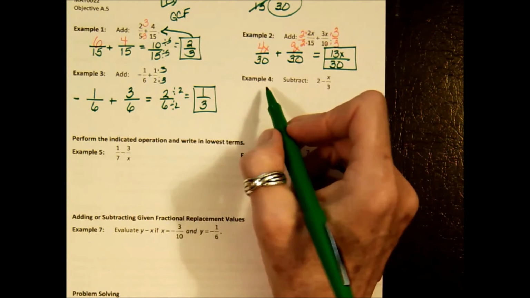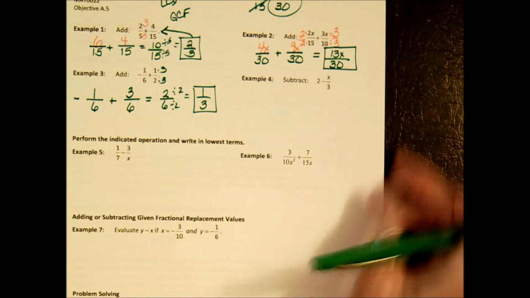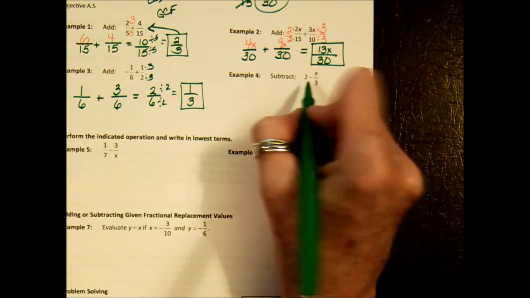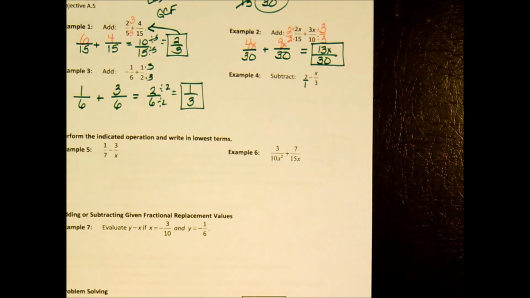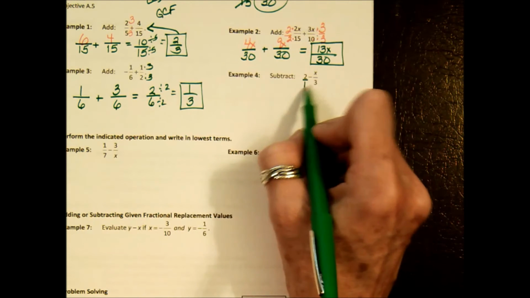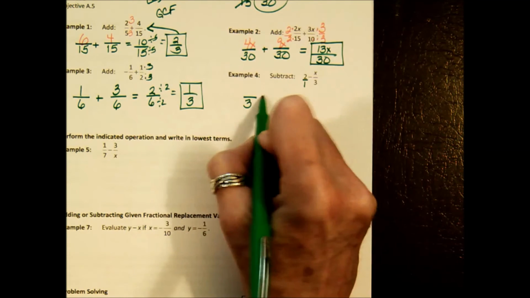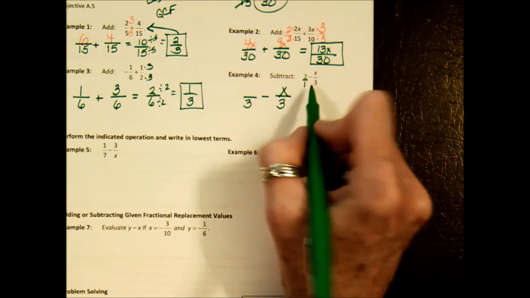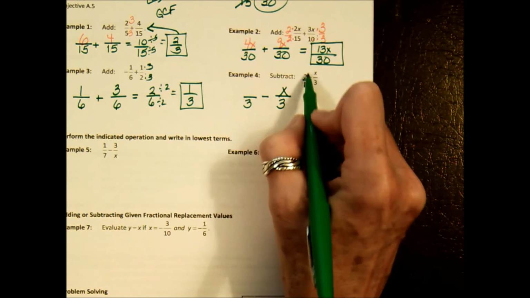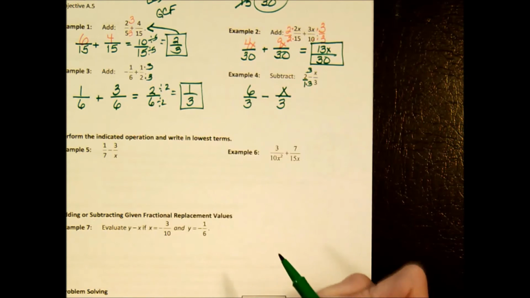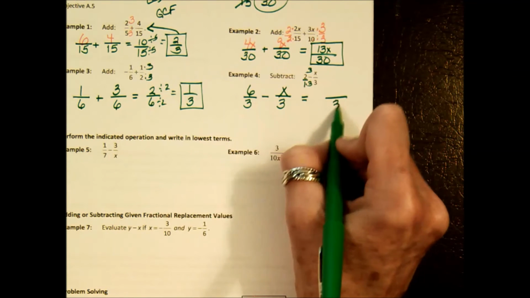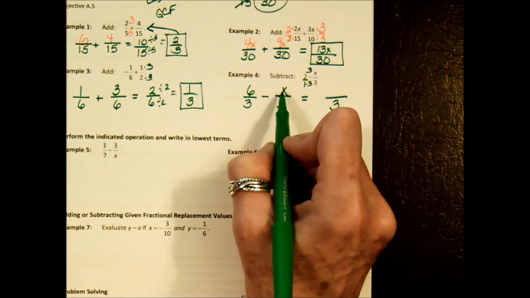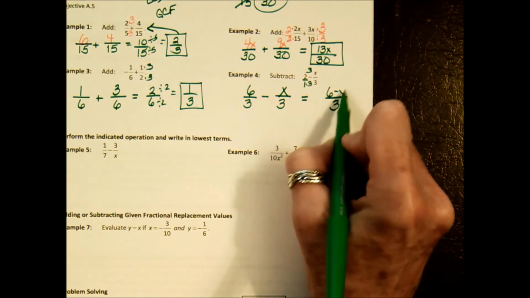Okay, number 4, subtract 2 minus x over 3. First thing you want to do is put that whole number over 1 so I can see my denominators. 1 goes into 3, so 3 is my denominator. The second fraction is already good. What do you do to 1 to get 3? Times 3, so we do that there. So now what I have is 3 in my denominator, but my numerator pieces are not like terms. So all I can do is write 6 minus x.